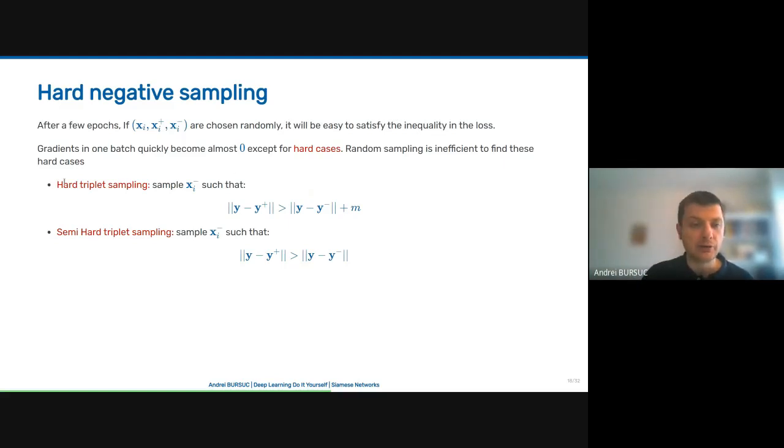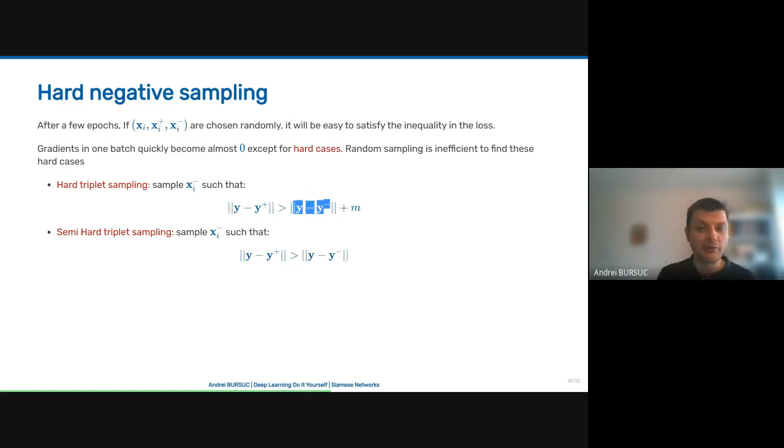A strategy for selecting these hard negative samples is to do hard triplet mining. The goal is to sample negative samples such that the distance between the positives is bigger than the distance between the negatives, and even a margin. So it's exactly the other way around, right?